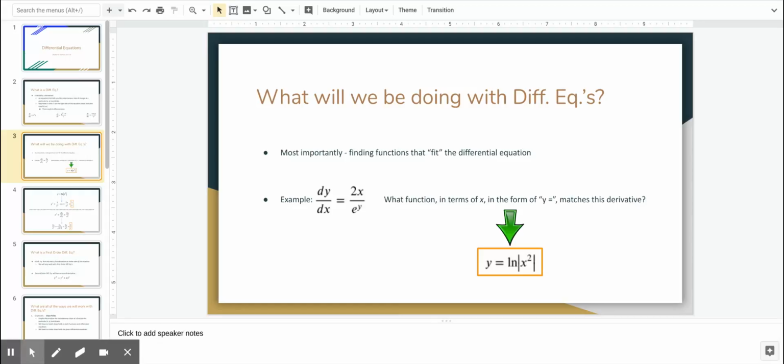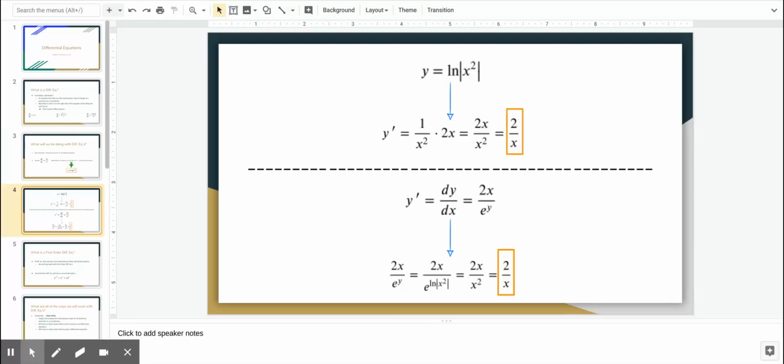But here's what I mean by a function that fits this differential equation, or a solved function for this differential equation. The answer is y equals the natural log of x squared. I'm not going to show you just yet how we got that answer, but this top piece up here is the actual answer. I want to show you what I mean by solving a differential equation and how it can be useful. So this is the answer, natural log of x squared.